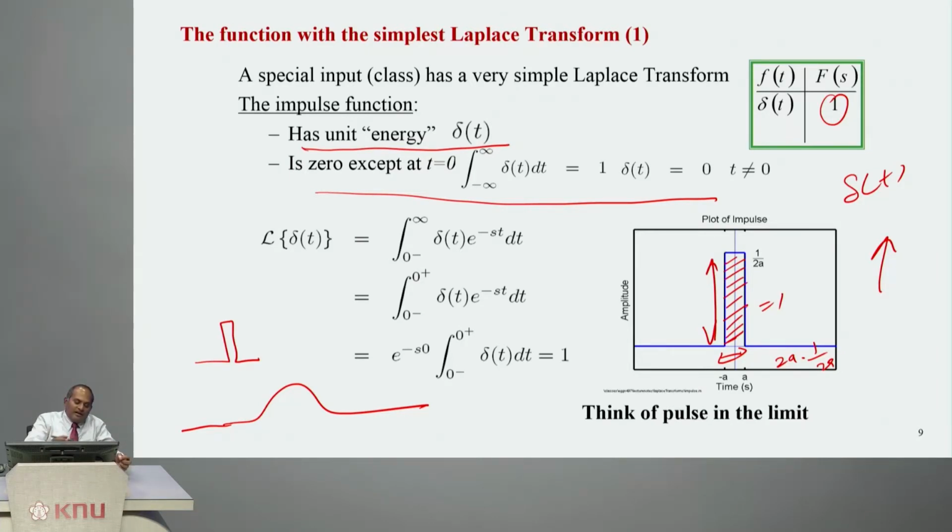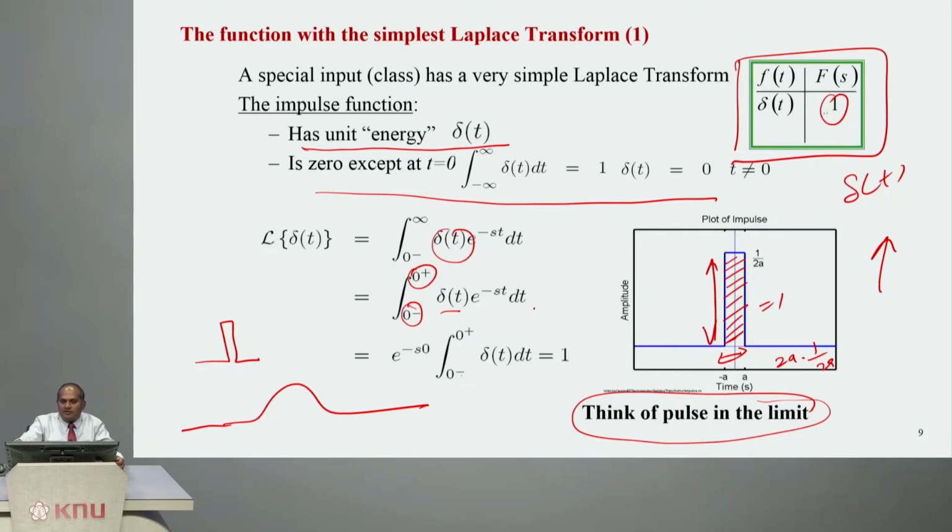Now, if you apply Laplace transform, so 0 to infinity, delta t e power minus st dt, delta is only a value at t equal to 0. So t is equal to 0 to 0 plus, delta of the rest is 0 value. So when you do that, you get e power minus s0, and the integral of delta of t dt is actually equal to 1. Laplace transform of impulse is equal to unity. So we can think of a pulse in this limit in this form. So the property is, when f of t is delta of t, its Laplace transform is 1.